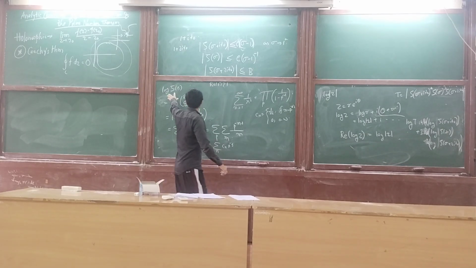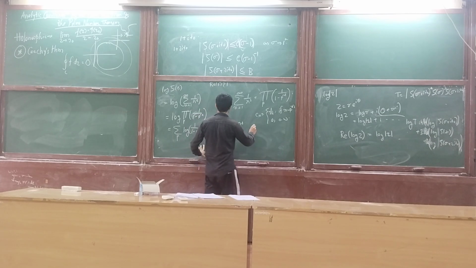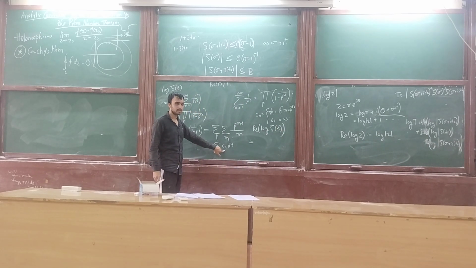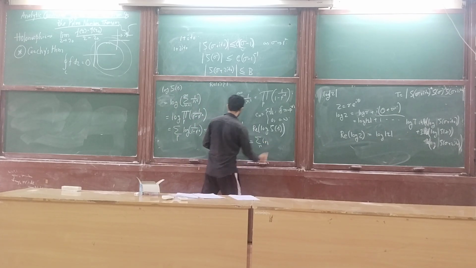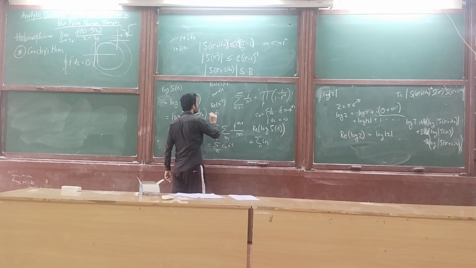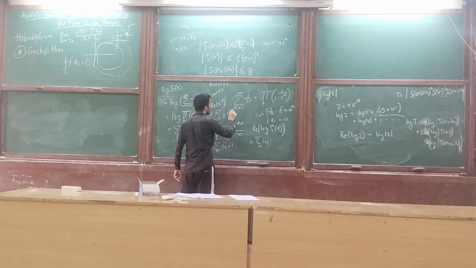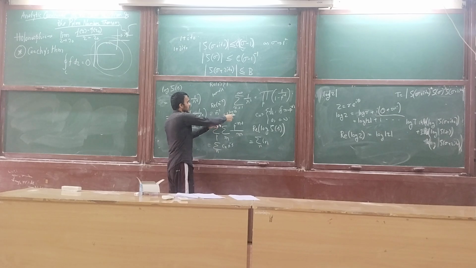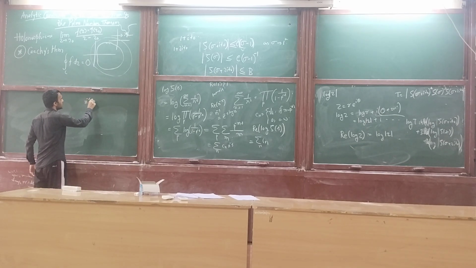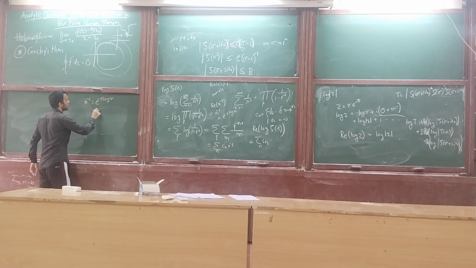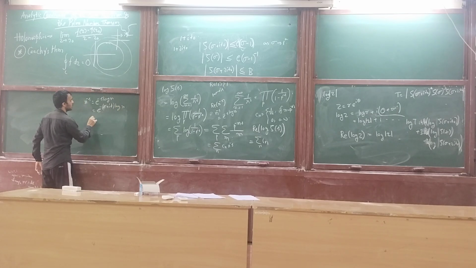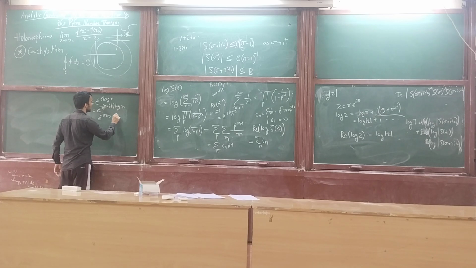Now we have an expression for log of zeta, right? What is the real part of this expression? This thing is a real number, so it will remain cn. What is the real part of n to the power minus s? So s equals sigma plus it. So n to the power minus s is e to the power minus s log n. This is e to the power minus sigma plus it times log n. This will become e to the power minus sigma log n, e to the power minus it log n.